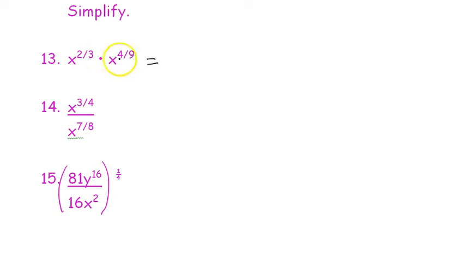So according to our rules, if we are multiplying two variables that are the same, we can add the exponents. So this is x to the 2/3 plus 4/9. Since I'm adding fractions, I have to get a common denominator, and in this case that would be 9.